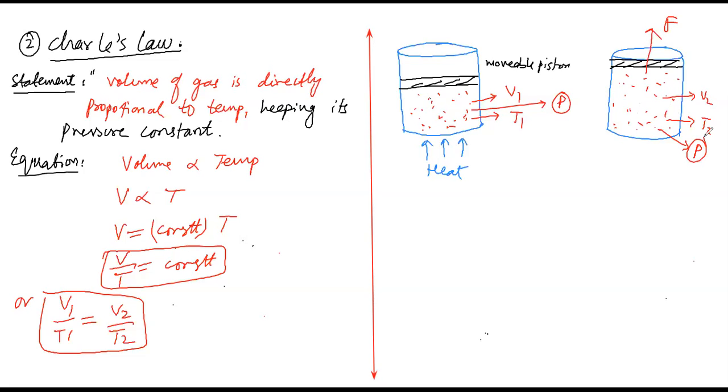Because as you increase the temperature, the volume also increases, right? We know that when volume increases, pressure decreases, but we also know that when temperature increases, pressure also increases. So the pressure effect is neutralized, and the pressure in both situations will remain the same. Okay, let's move on to the third and last law, which is the pressure temperature law.